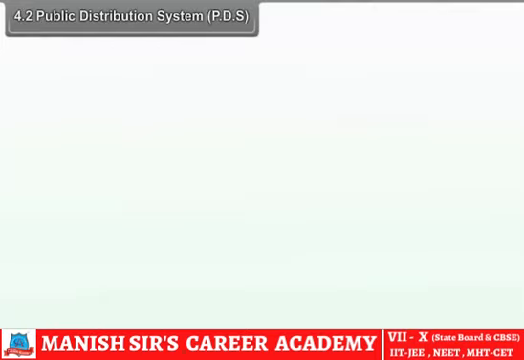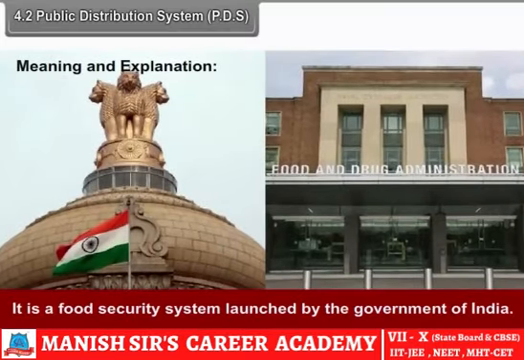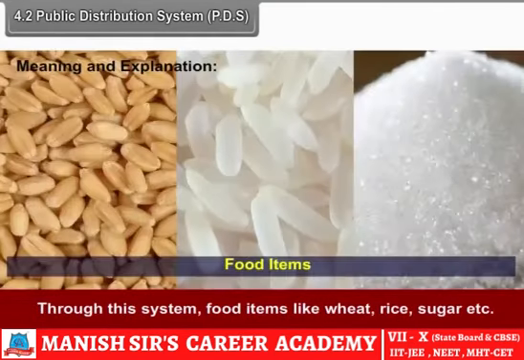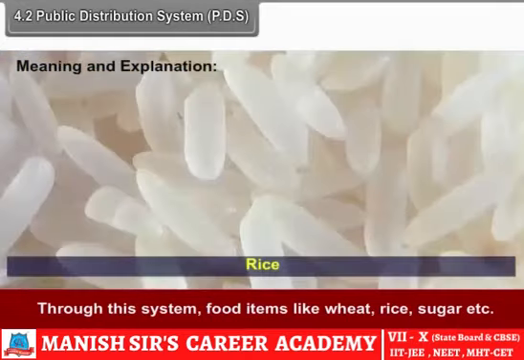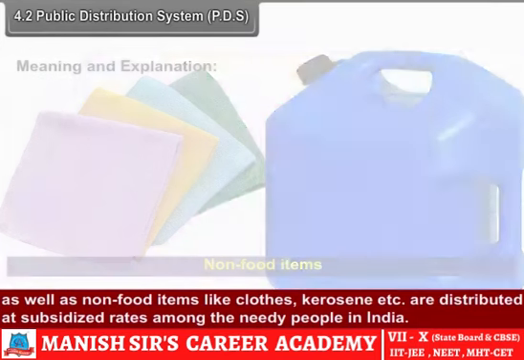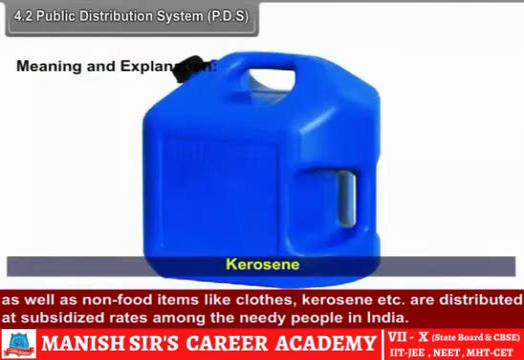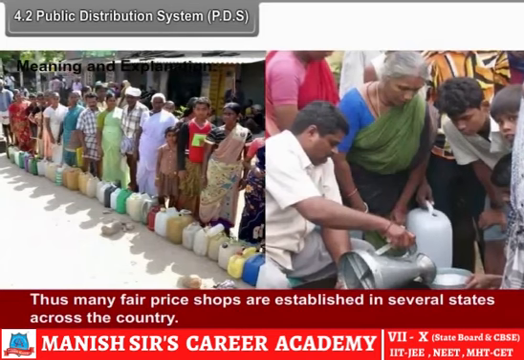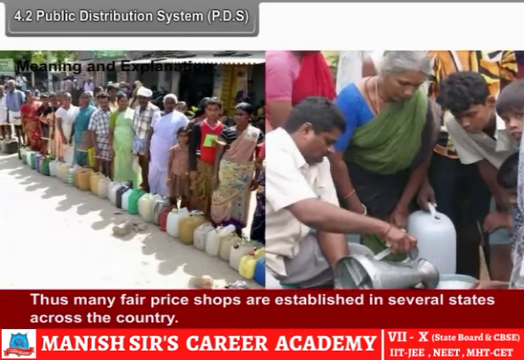4.2 Public Distribution System, PDS. Meaning and explanation. It is a food security system launched by the Government of India. Through this system, food items like wheat, rice, sugar, etc., as well as non-food items like clothes, kerosene, etc., are distributed at subsidized rates among the needy people in India. Thus, many fair price shops are established in several states across the country.